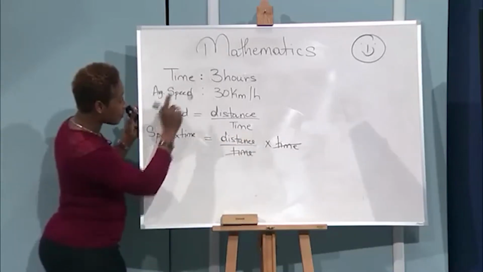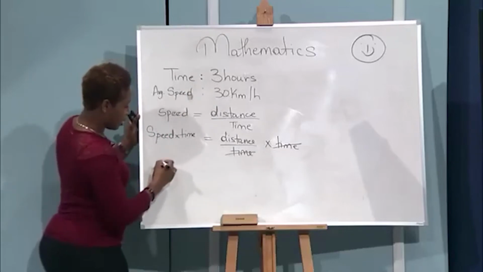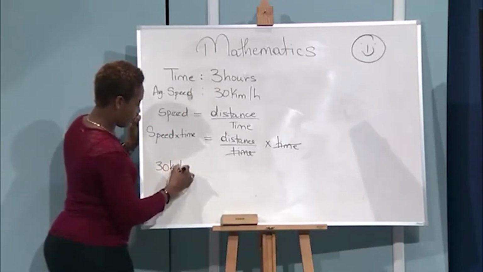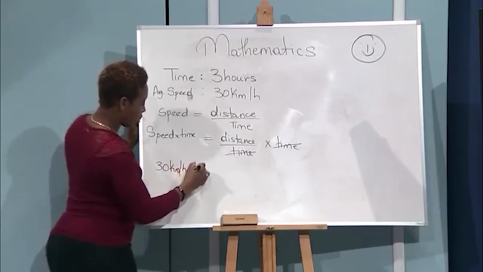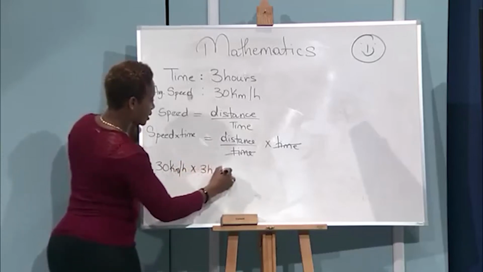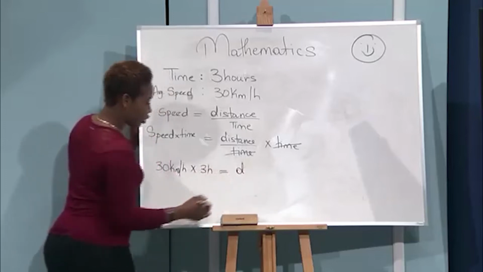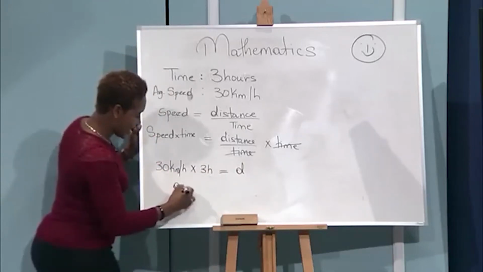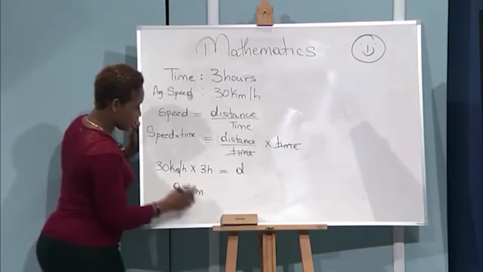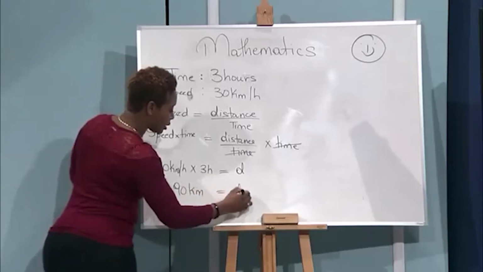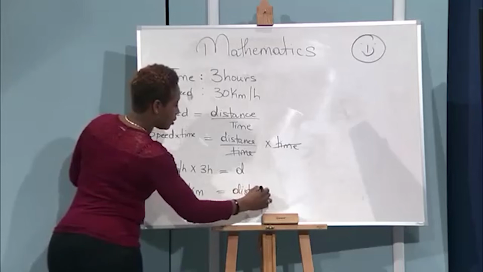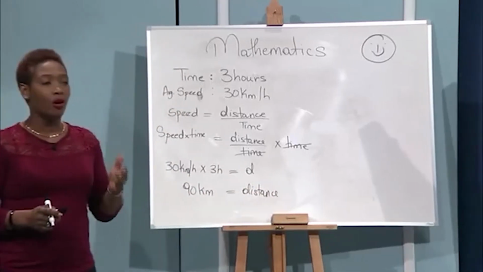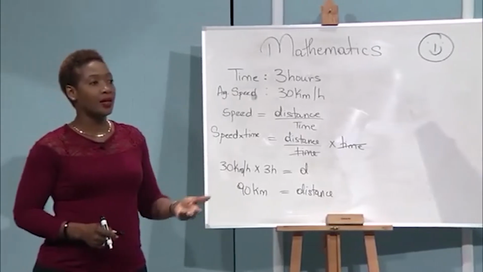All right, what is the speed? We have the speed and we have the time. So speed is 30 km per hour multiplied by 3 hours equal the distance. And I'm just going to use D there. So 30 times 3, that's 90 kilometers. So we have the distance traveled would be 90 kilometers.